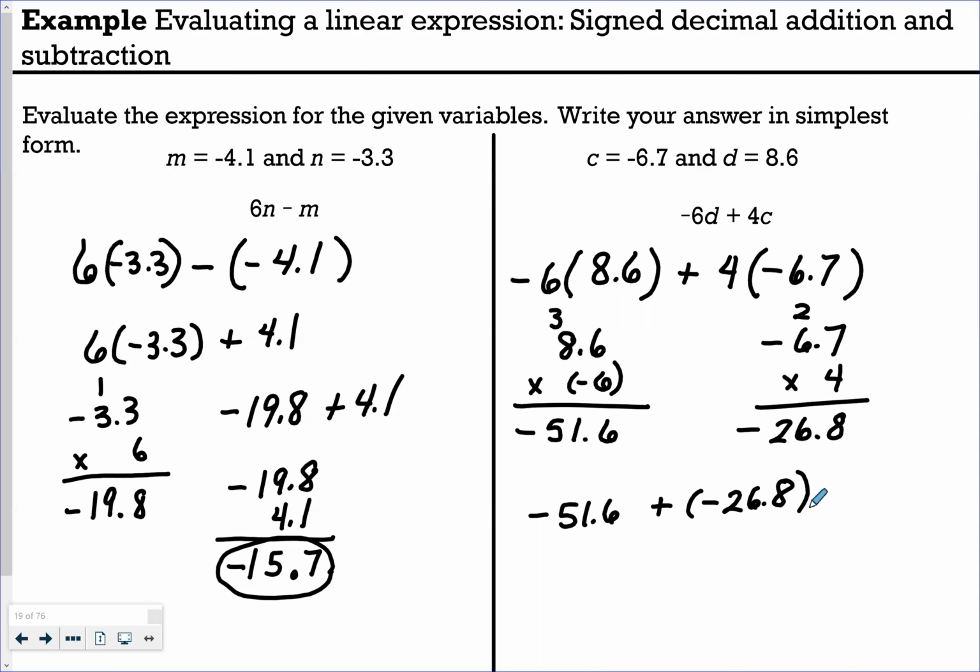Same signs here, a negative plus a negative. You're going to end up with a negative. It's like you have a bill plus another bill. You end up with a bigger bill. So let's add these. You have to line up by place value. So 6 plus the 8 is 14. Decimal point, 6 plus 1 plus 1 is 8. 5 plus 2 is 7. And we're negative. So our answer, negative 78.4.